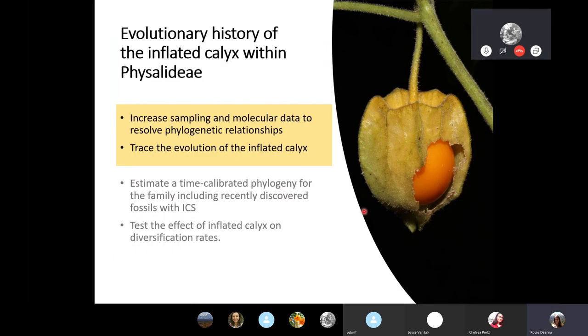So with all this background in mind, I propose to study the evolutionary history of inflated calyx within the tribe. First, increasing the sampling and molecular data to resolve phylogenetic relationships, and then tracing the evolution of this peculiar trait, the inflated calyx.